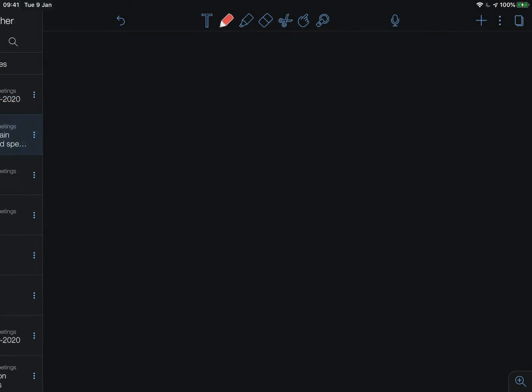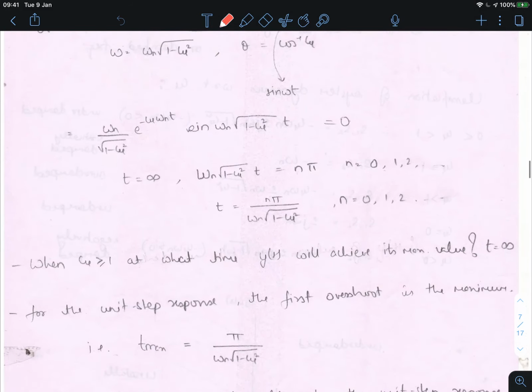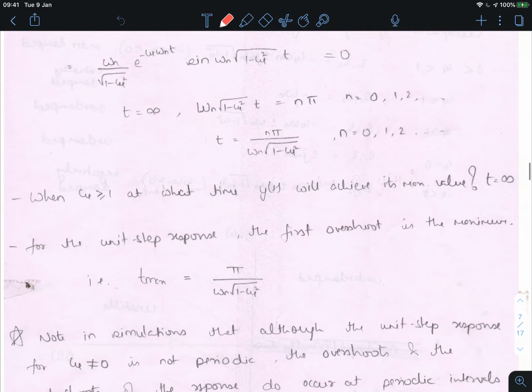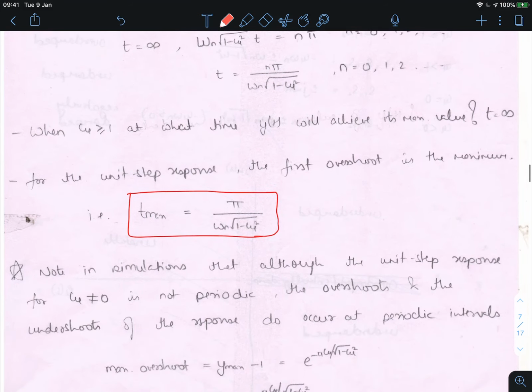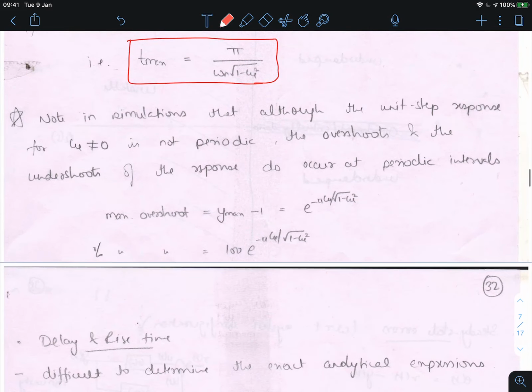Okay, and this has also been explained in the lecture notes as well. So here we have computed the Tmax or the peak time, pi upon omega n under root 1 minus xi square. The maximum overshoot, similarly the percentage.